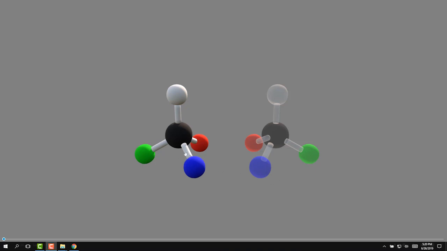Okay, so the blue is coming towards us, and the blue is coming towards us, and the red is going away, and the red is going away. So these two are mirror images of each other. So even though they look the same, they're different stereocenters.